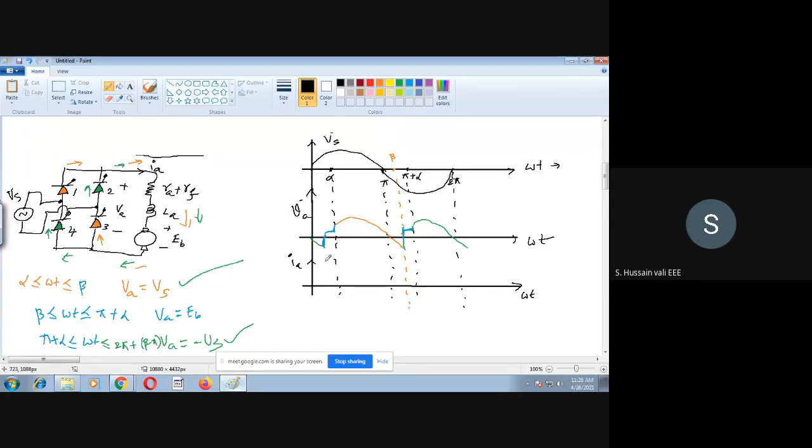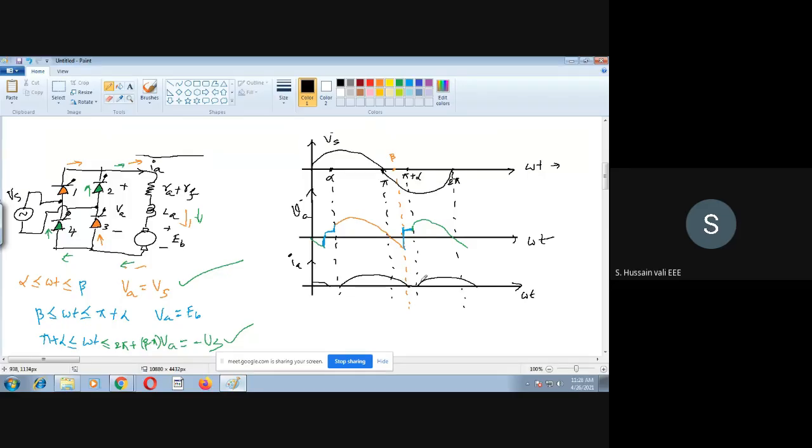Okay, so in this case, what you find out is that for this small duration, from beta to pi plus alpha, the current is zero. So I will say that the current starts from here and it will end there. Yeah, this is the output current waveform.